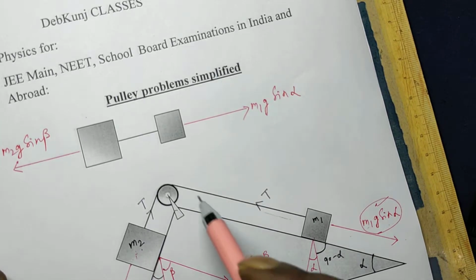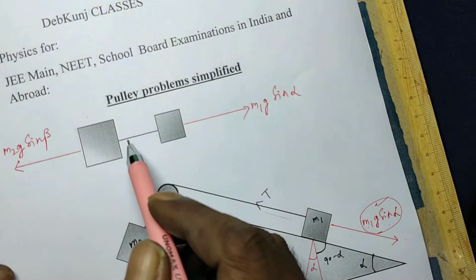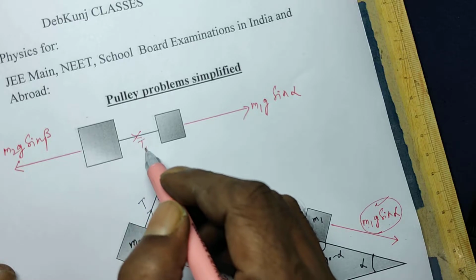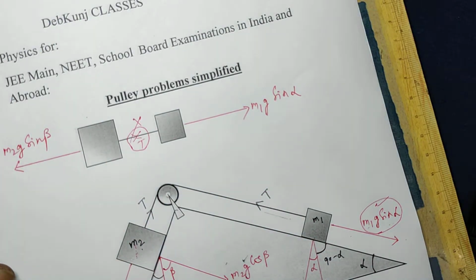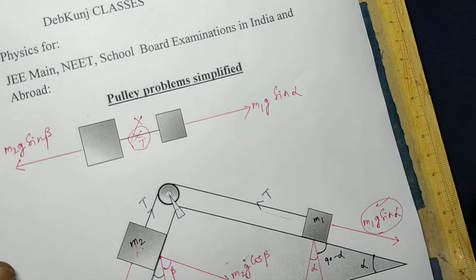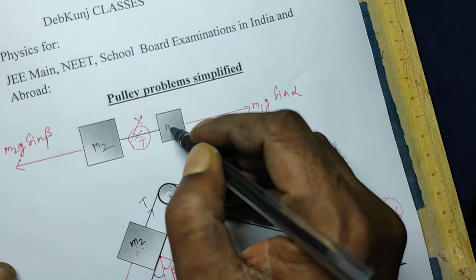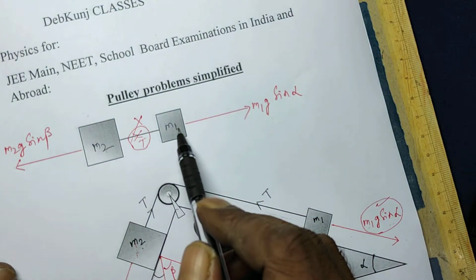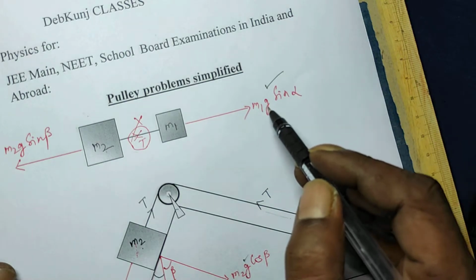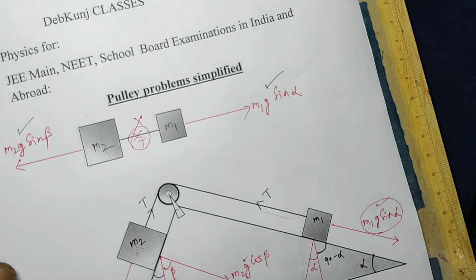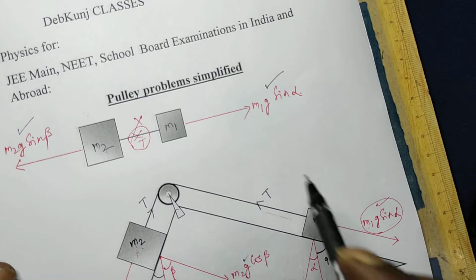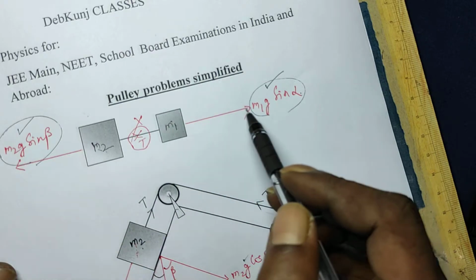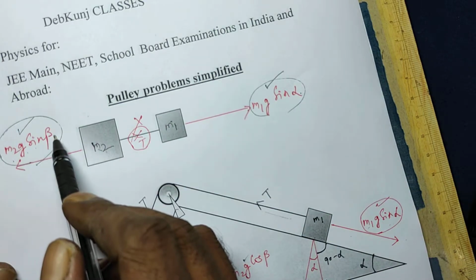So if you look at this diagram, here is the tension. That is an internal force, so I am not considering it. And this is your m2, and this is your m1. So this is a system consisting of two masses m1, m2, acted upon by two forces, m1 g sine alpha and m2 g sine beta. If m1 is sliding down, then this must be greater than this.